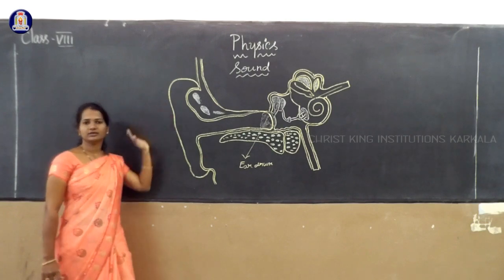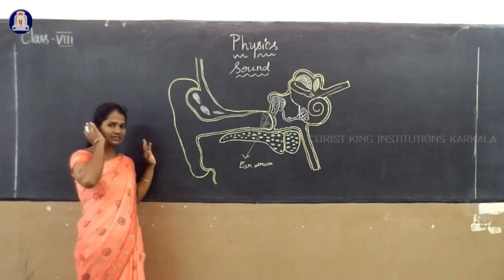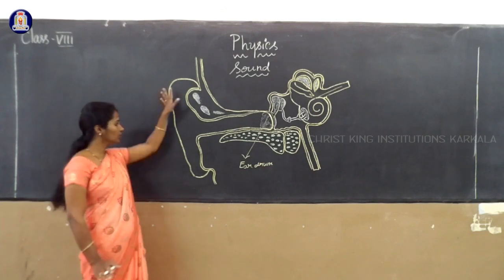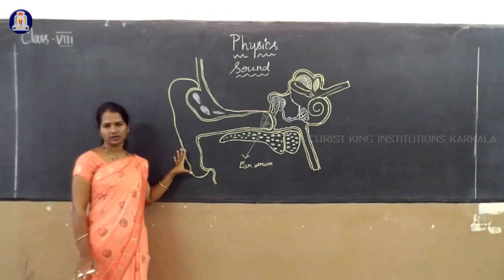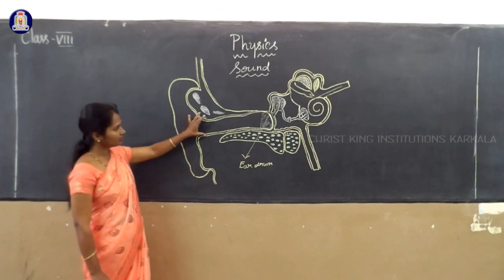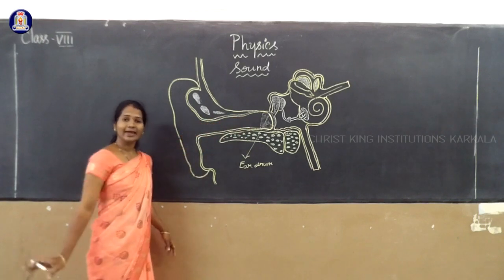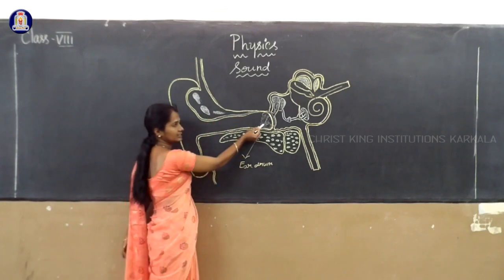Our ear is like the shape of a funnel. This outer surface of the ear we call the pinna of the ear. The sound travels through this pinna. It travels through a canal. At the end of the canal, there is a structure.